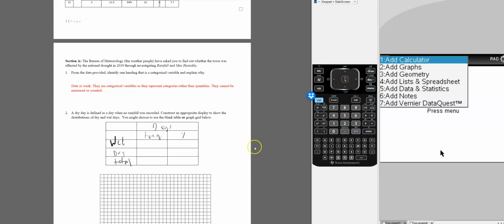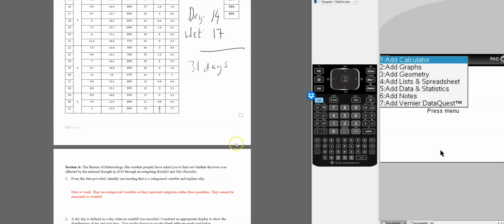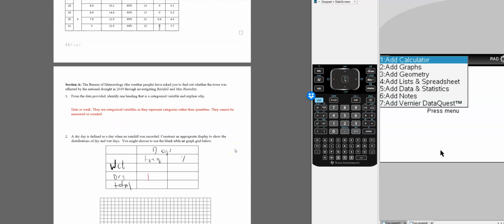So let's do a quick transfer of data. The dry is 14, the wet is 17, and the total is 31. So we can work out the percentages for these ones by going 17 over 31, times it by 100. This one can be 14 over 31 times 100. And this one here should be 100% because we've got all the data. Okay, so that one's a given. So if you run this through your calculator, 17 over 31 times 100, that should give you 55%.